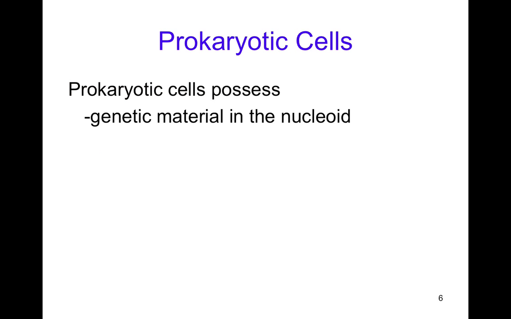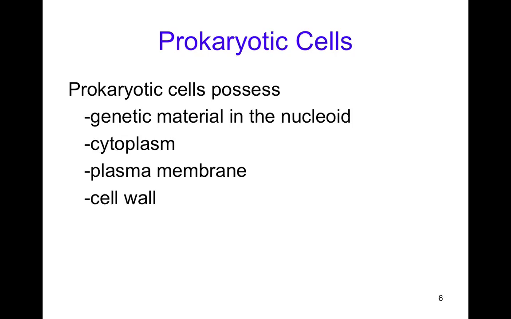Prokaryotic cells possess genetic material in the nucleoid, like I already stated. They do have a cytoplasm. They do have a plasma membrane. They actually have a cell wall, which is made out of a protein sugar called peptidoglycan. And then again, prokaryotes have ribosomes.